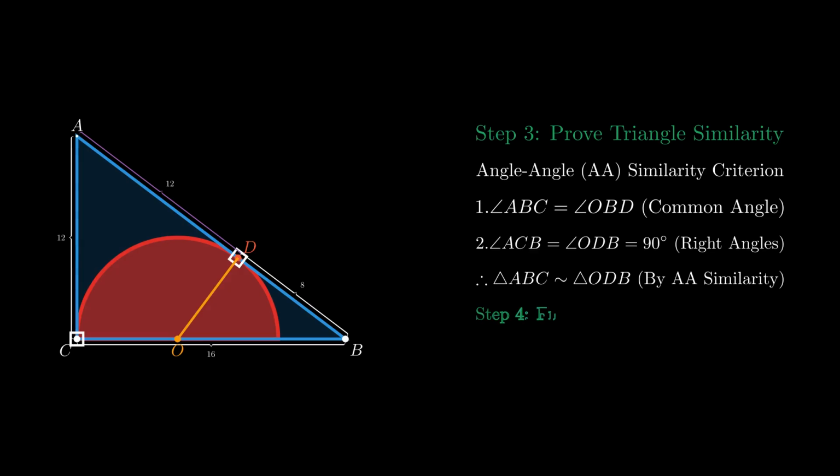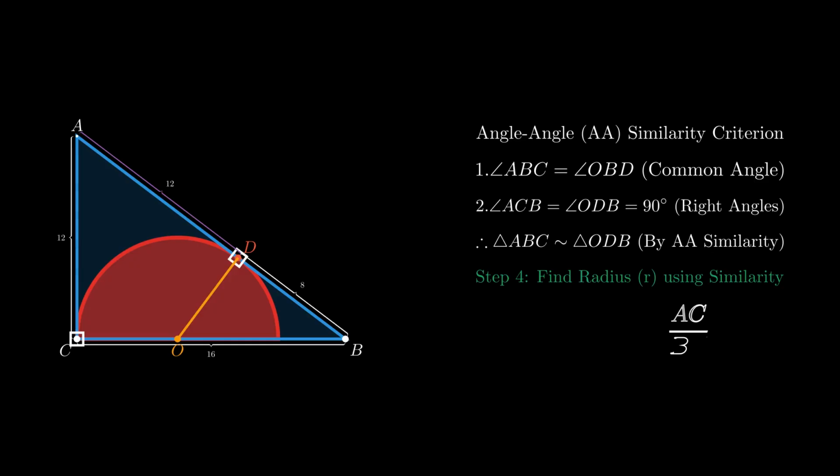For step 4, we use the properties of these similar triangles. Specifically, the ratio of their corresponding sides must be equal. This means the ratio of side AC to BC in the large triangle is equal to the ratio of the corresponding sides, OD to DB, in the smaller triangle.